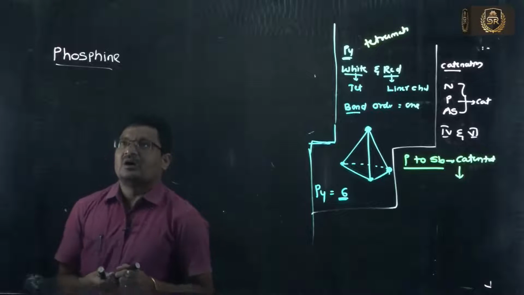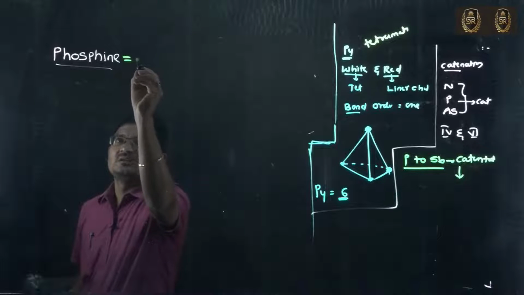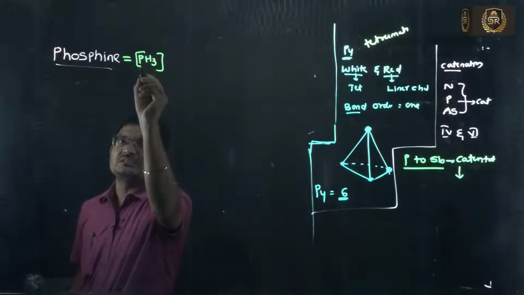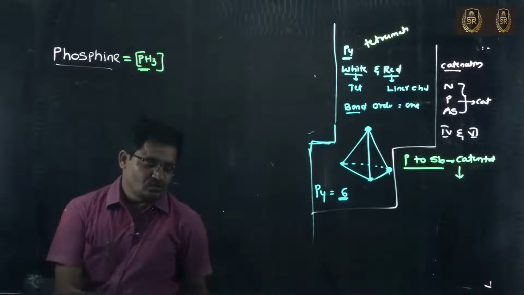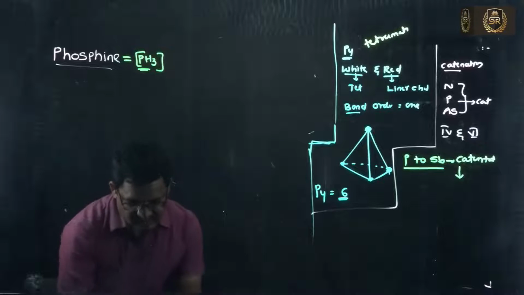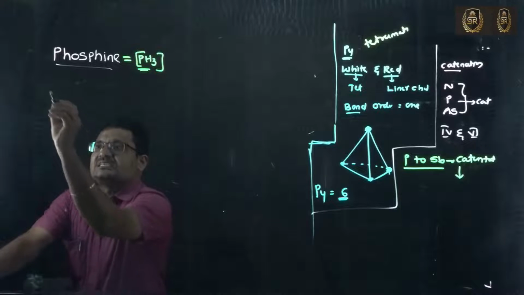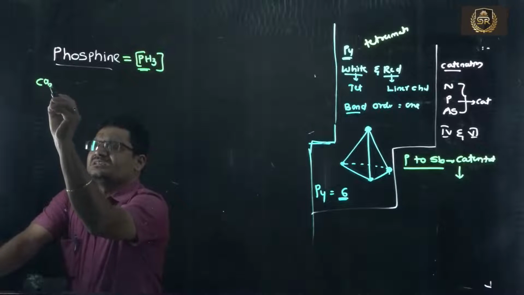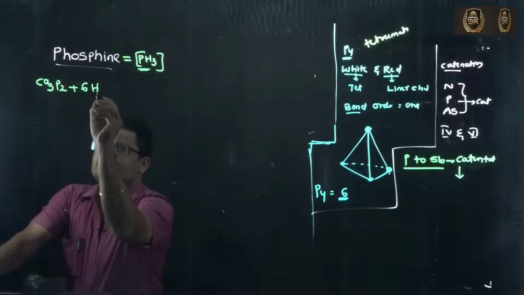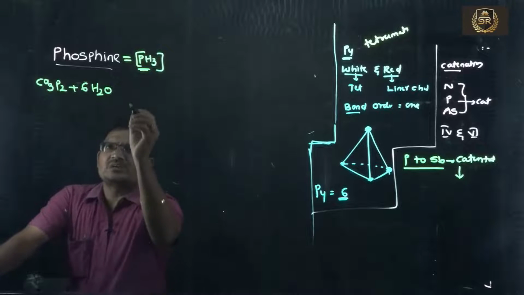Phosphine. The formula of phosphine is PH3. How to prepare this phosphine? Ca3P2, that is nothing but calcium phosphide, reacts with 6 moles of H2O to get phosphine.